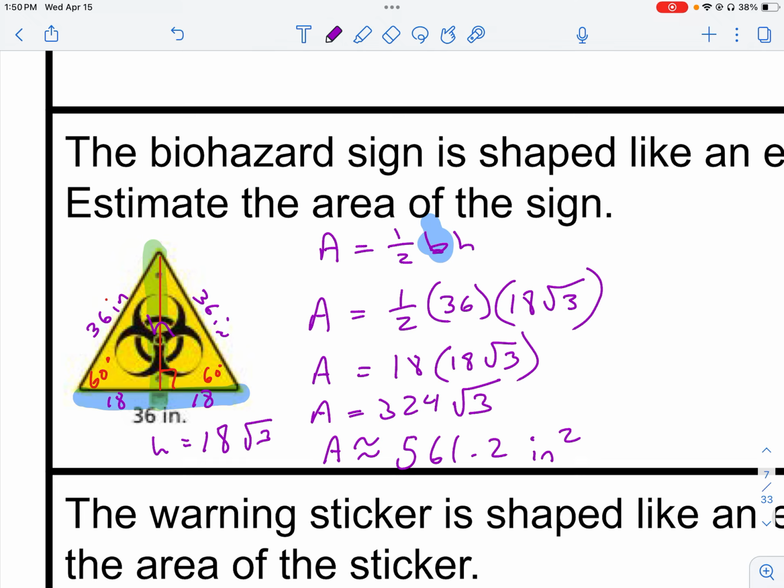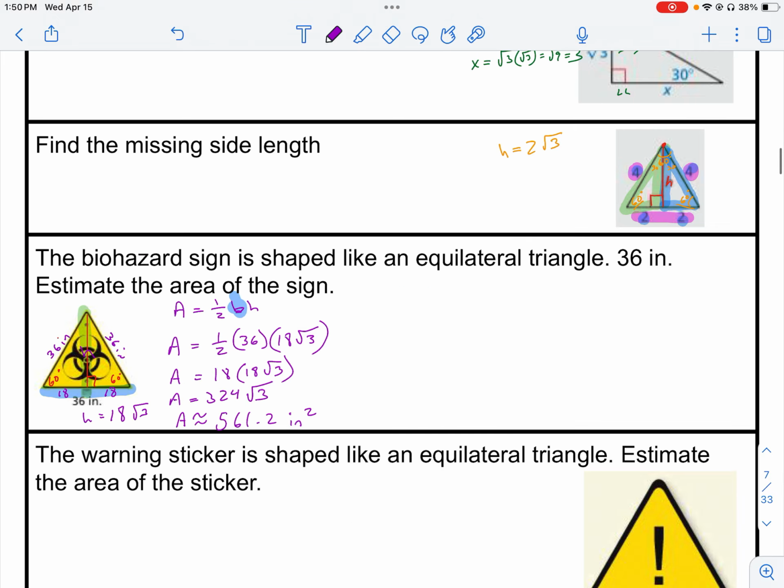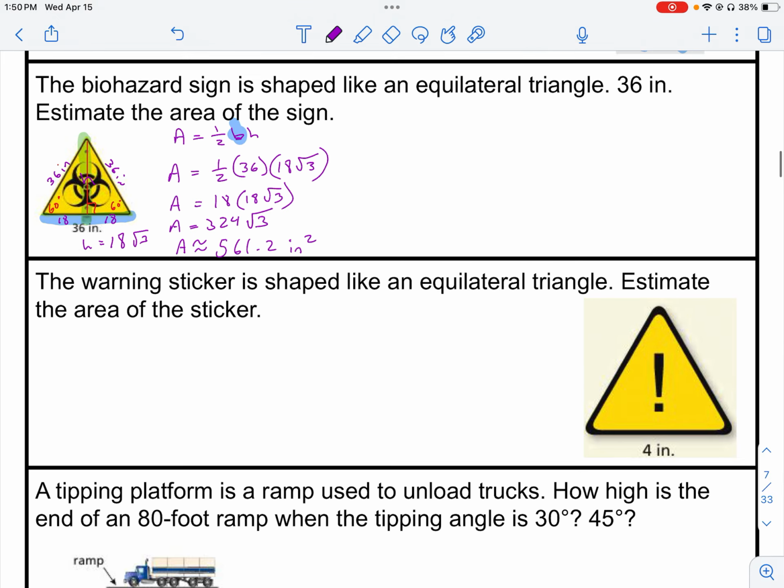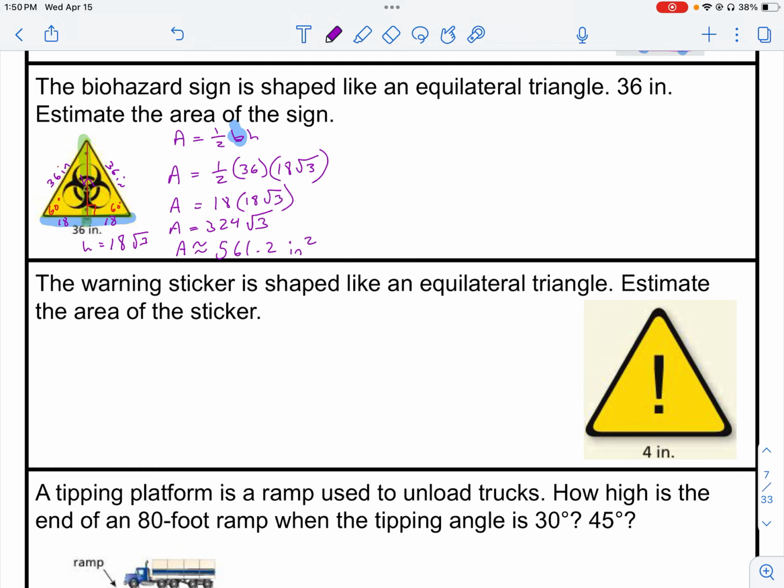Same exact process, same exact everything. We're not doing anything different. We're just applying our rules and pulling in different information and different equations as we need it. So here we have another equilateral triangle, and we want to estimate the area of the sticker. Go ahead and pause the video, find it, and then restart it to see how you did.